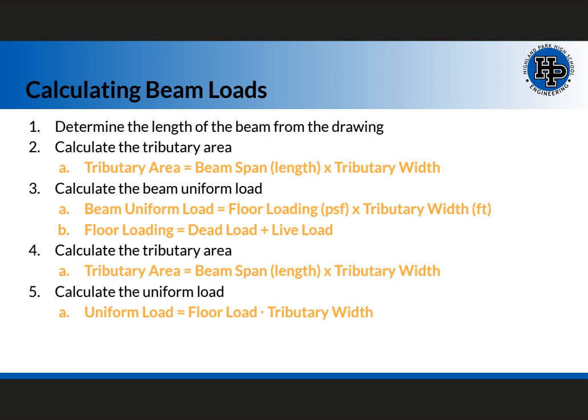So when you're calculating beam loads, it's a 5-step process. And I know that there's a lot of words here that are going to be pretty new to you that you've probably never heard of before. Those are tributary area, beam span, tributary width, beam uniform load, floor loading, dead load, live load, which you should remember from the load and load paths conversation we had earlier, and then putting it all together to figure out the uniform load. No need to write this all down now. I'm going to walk you through each step of the process here.